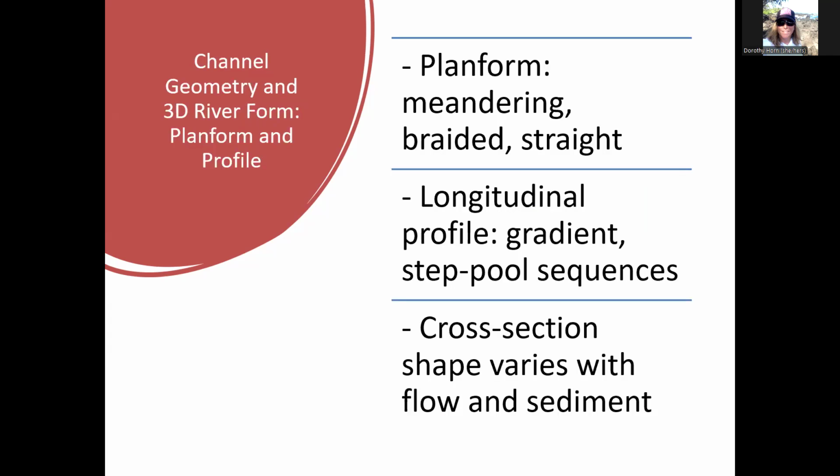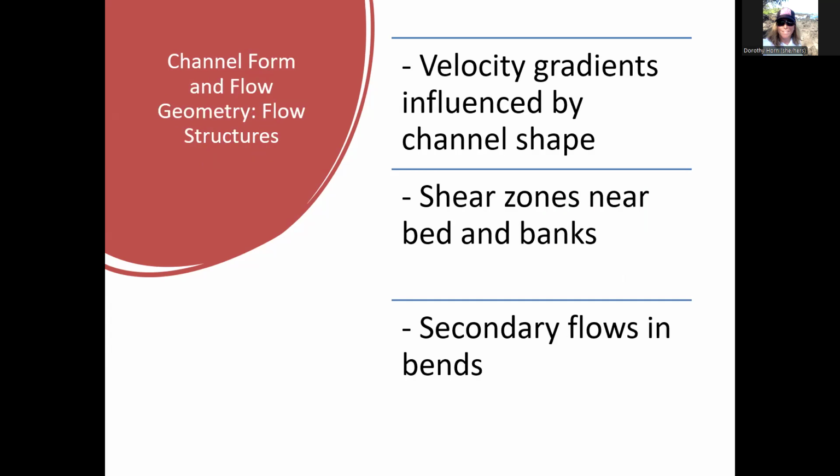So in a plan form, we have meandering, braided, and straight rivers. When we're looking at a longitudinal profile, we're looking at the gradient or the step pool sequences. We take a cross section of the river, we're looking at the variation in shape and flow as far as the sediment goes. When we're looking at velocity, that really has to do with the shape, right? We know that shear zones are really near the bed and the banks, and that we have those secondary flows within the bends of each river.